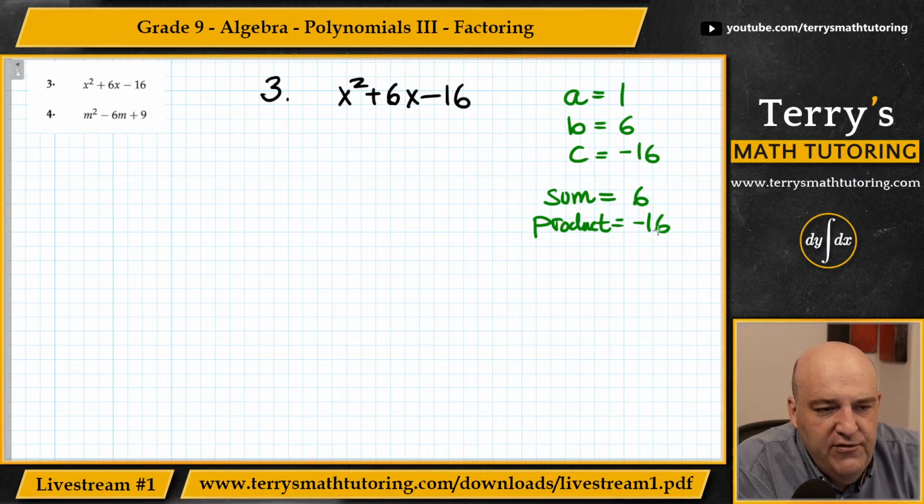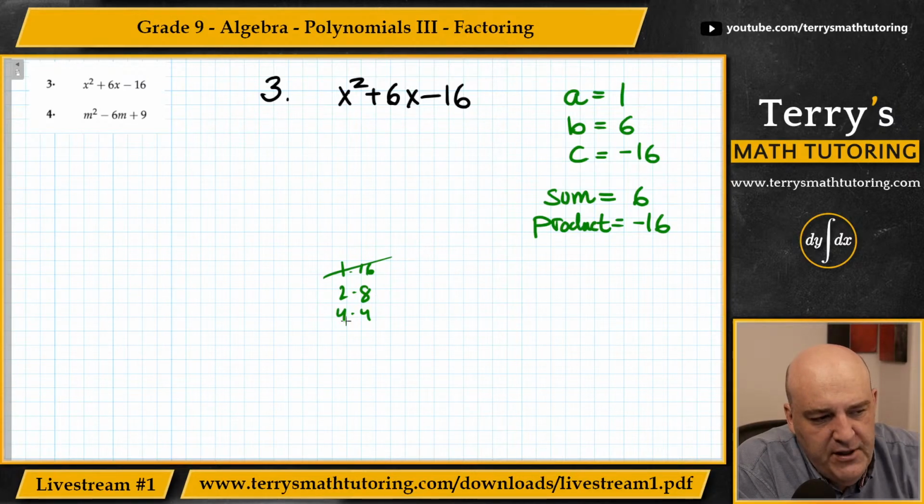Ways to multiply to 16. Well, we got 1 times 16, 2 times 8, and 4 times 4. How could we get 6? I don't think we could get 6 with 1 and 16, and I don't think we could get 6 with 4 and 4. I think it would have to be 2 and 8. And since we're multiplying to a negative, one of these guys is negative and one is positive. And I think the only way to achieve that would be to put the negative here. If we put the negative on the 8, it would add up to negative 6, and we don't want that.